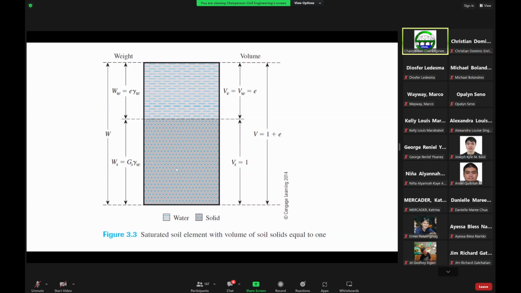So these formulas here are with the assumption that the volume of solids is equal to 1 and it is fully saturated. That means there's no more air in your soil phase system. It now becomes a two-phase system, just the soil solids and the water.